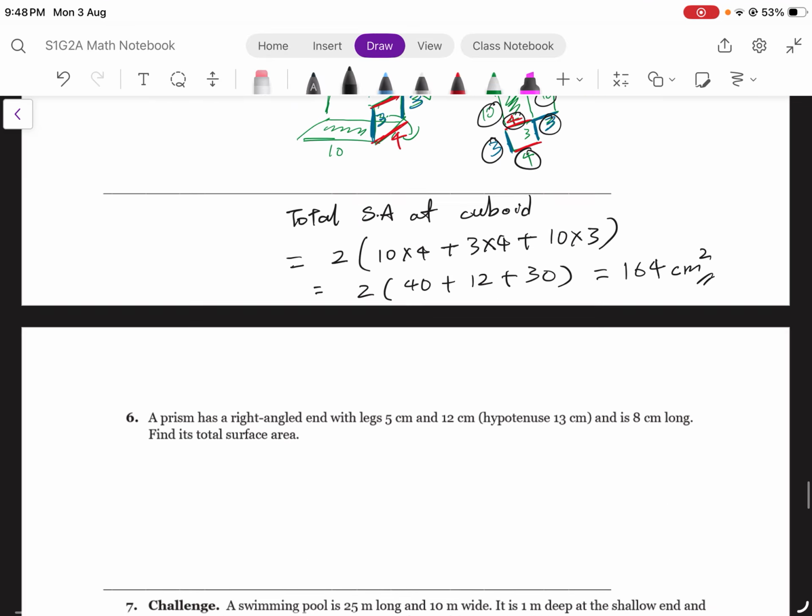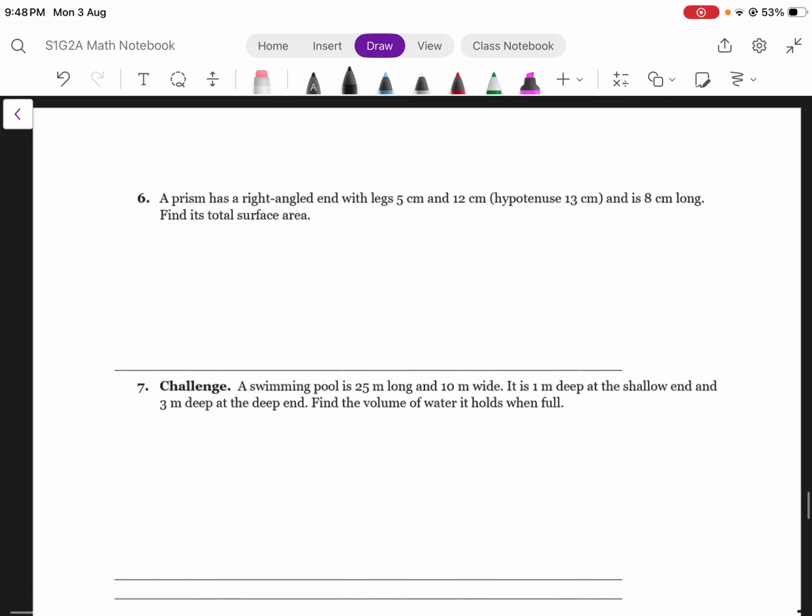Right. Okay, then the last two. A prism has a right angle end with legs 5 and 12 and hypotenuse 13. So it's like this. Legs 5, 12, hypotenuse is the longest length, 13. Okay, and it's 8 cm long. So remember there are two sides here. The triangle has two sides, right?